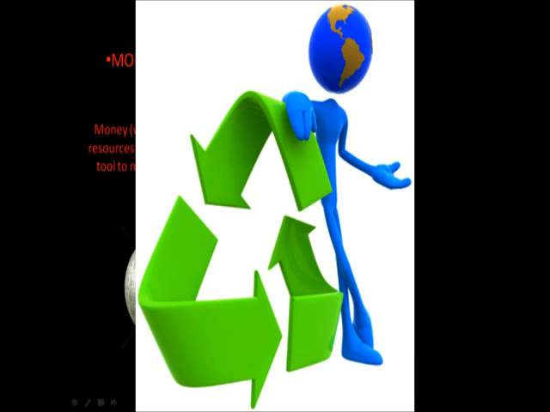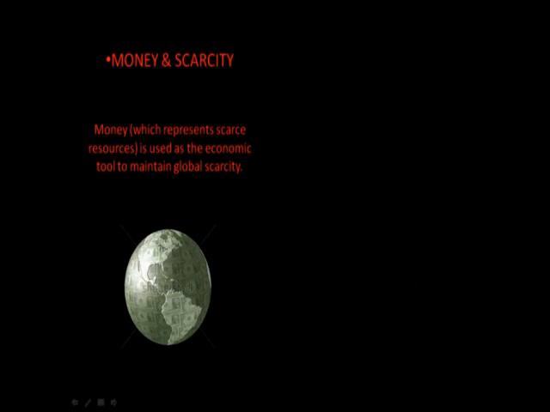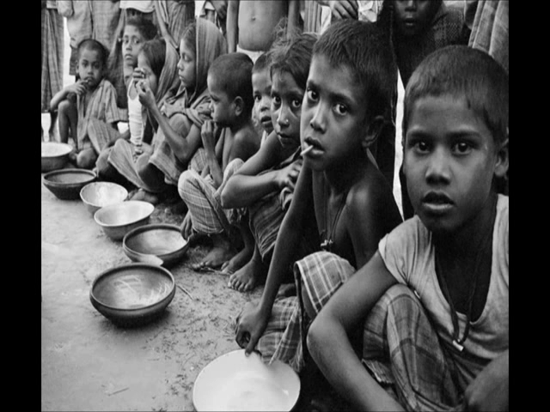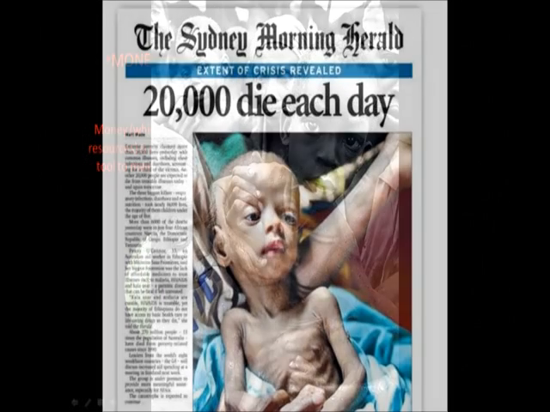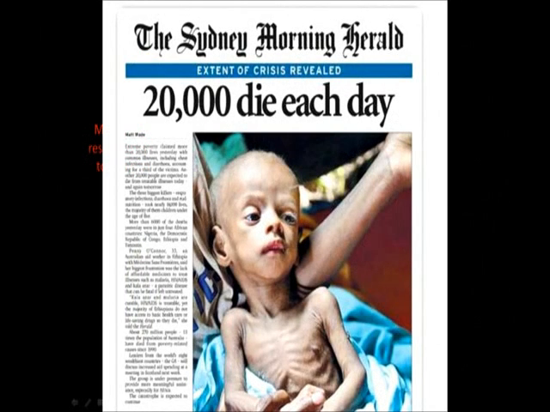Coming to the next point, monetary economics says money and scarcity. Money, which represents scarce resources, as we saw, is used as the economic tool to maintain global scarcity. Now, statistically speaking, 50% of the world population actually lives under $2.5 a day, which is almost equal to 135 rupees a day, which sums up to around 4,000 rupees a month, which is next to nothing.